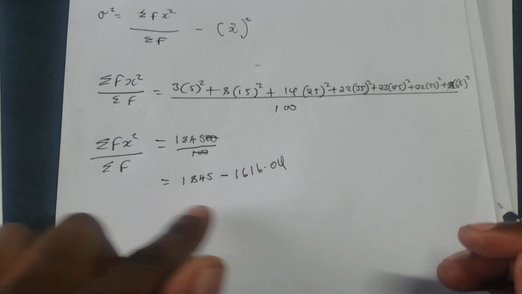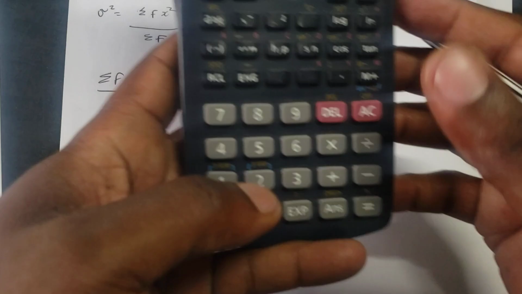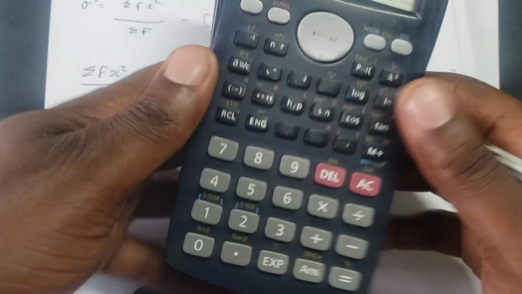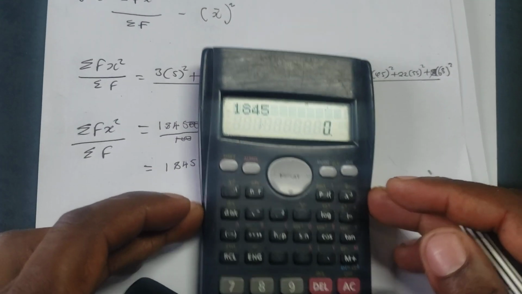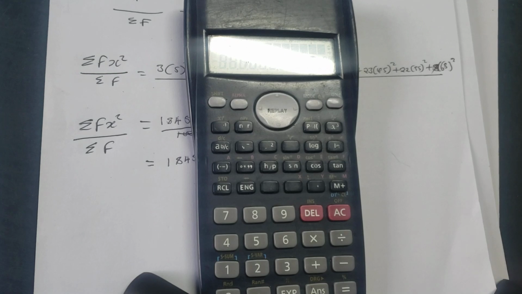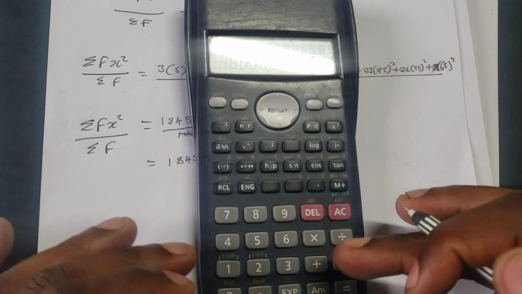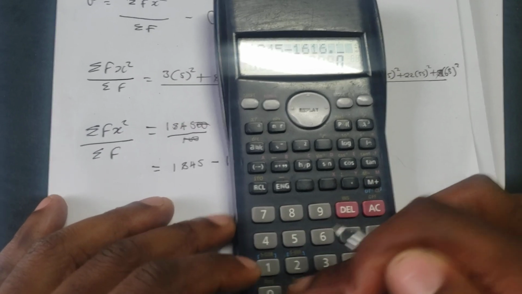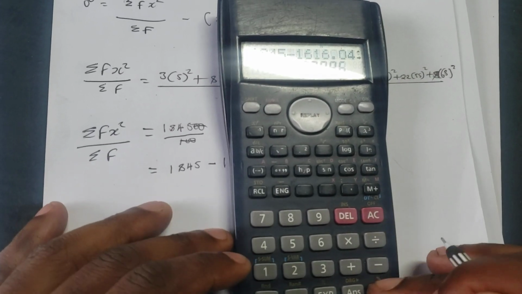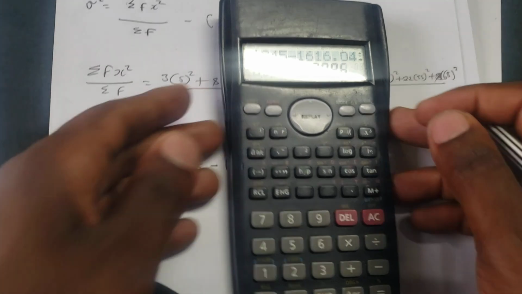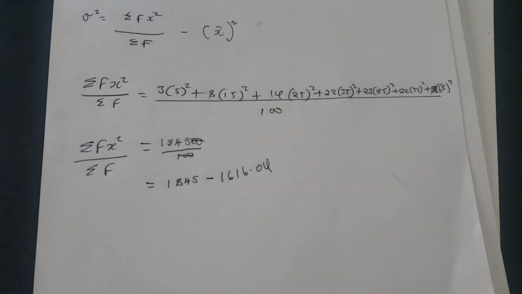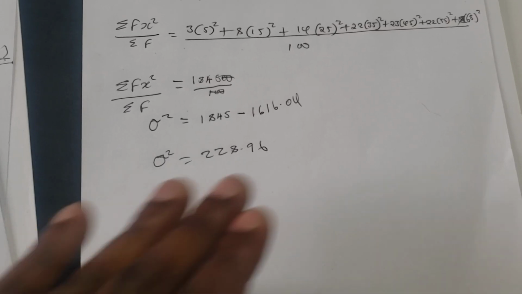1,616.04. So if we subtract that, we get 228.96. So if we say 1,845 minus 1,616.04, that's what we are getting. All right, we are getting 228.96. So we are going to write that. That is our variance. So now, this is the variance.